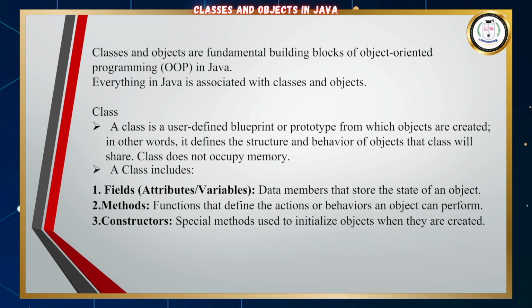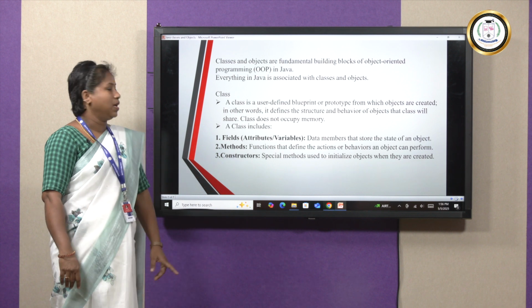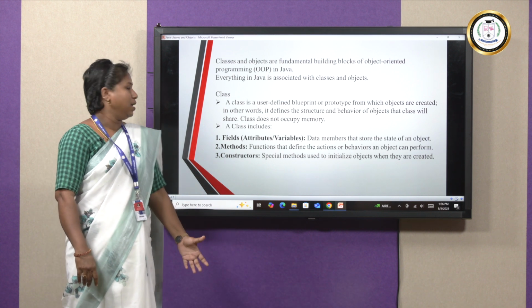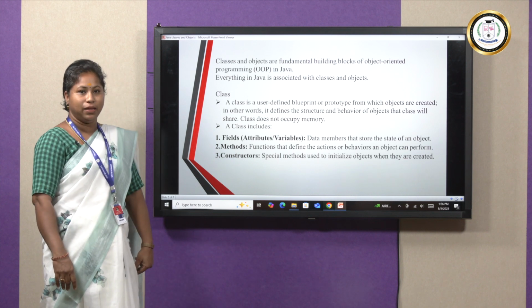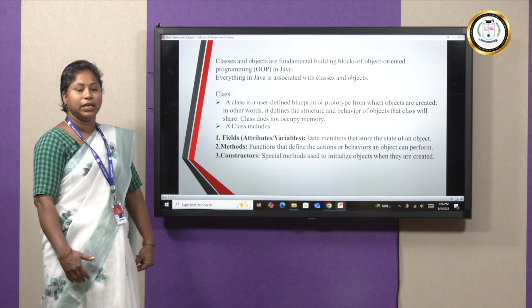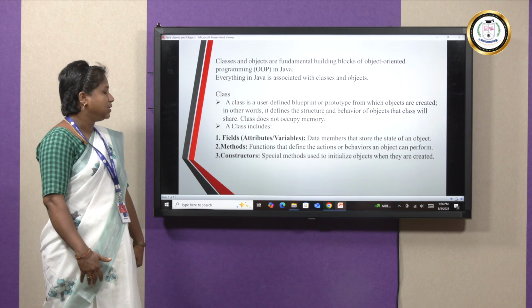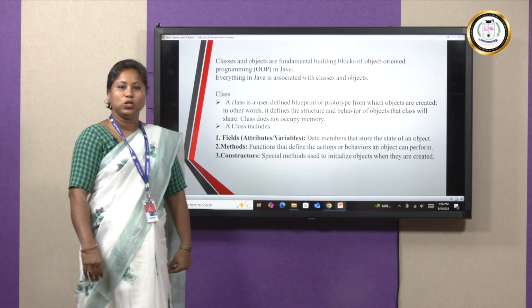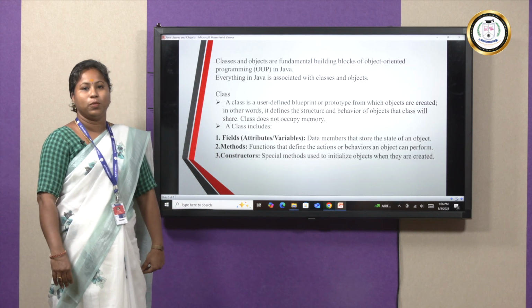The main things included in a class are fields, which are nothing but attributes, the data members of the class, and methods, which are functions that define the specific task given for the object, and a constructor, which is a special method used to instantiate objects.